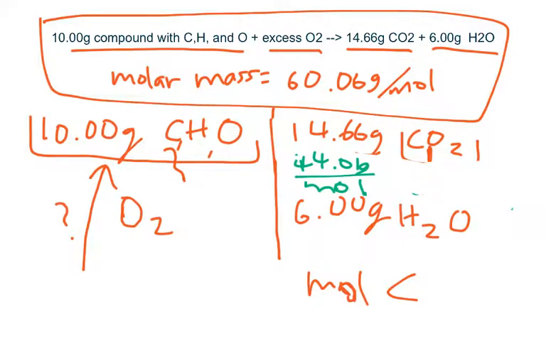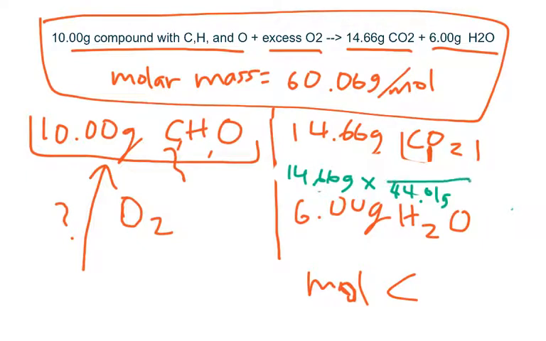So now that we have the molar mass of carbon dioxide, let's find the moles of carbon dioxide. So we are going to multiply 14.66 grams times the molar mass. We have to make sure the grams is on the bottom. So 44.01 grams, and on the top, we have, well, a mole. And if you do the math, let me take out my calculator.